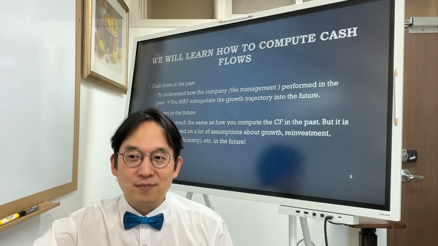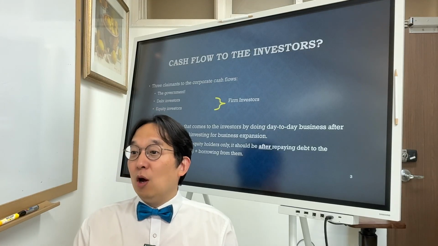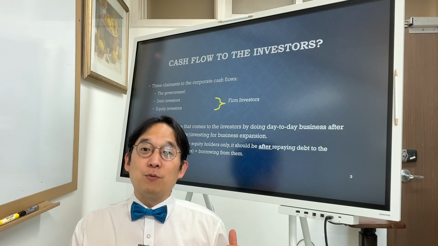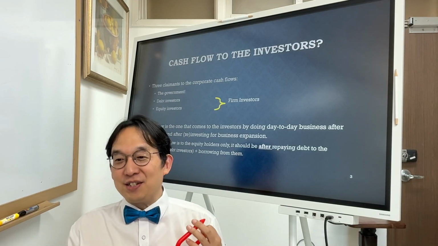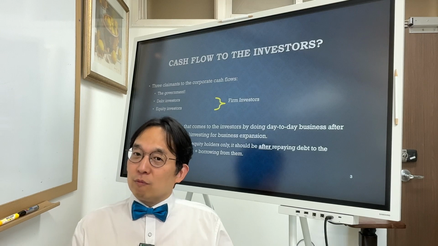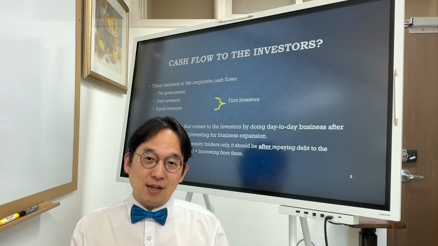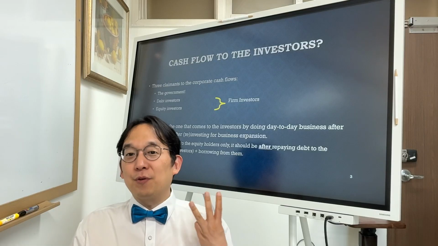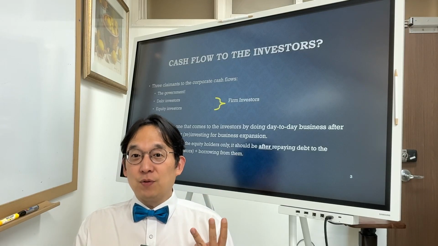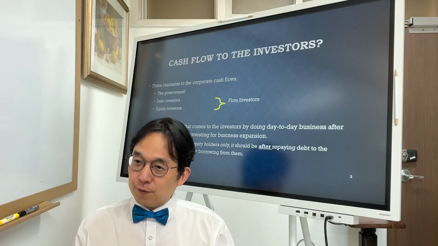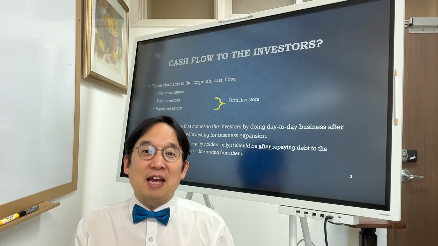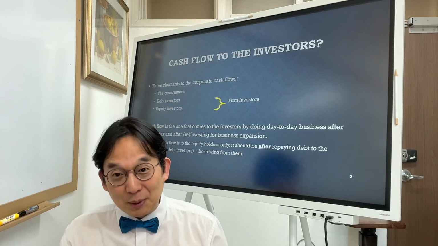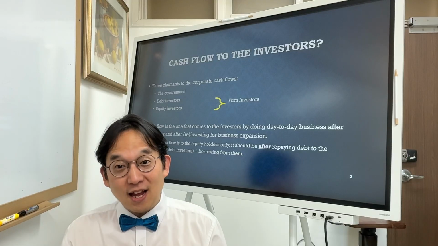in the future. Okay? Now, cash flow to the investors, we have to think about the cash flows that we can anticipate to receive. Well, what are the major claimants of the cash flows of the corporations? We have three different claimants of cash flows. The first, perhaps the scariest claimant of the cash flow is the government, because you have to pay tax, right?